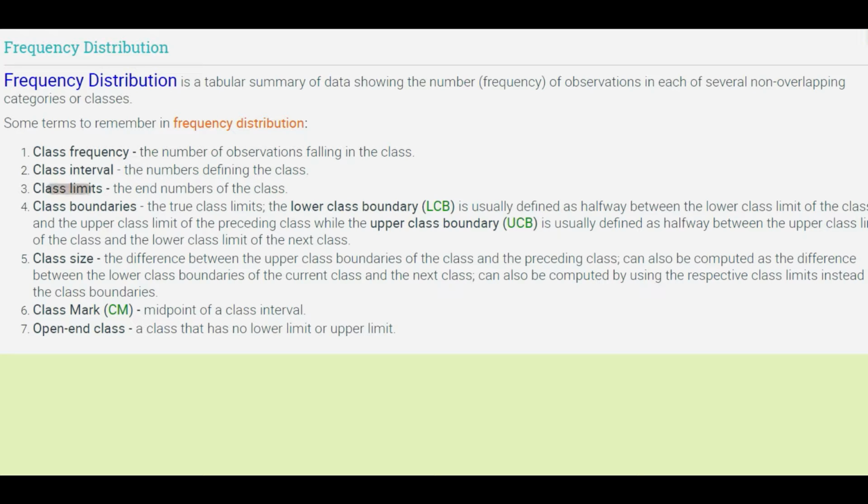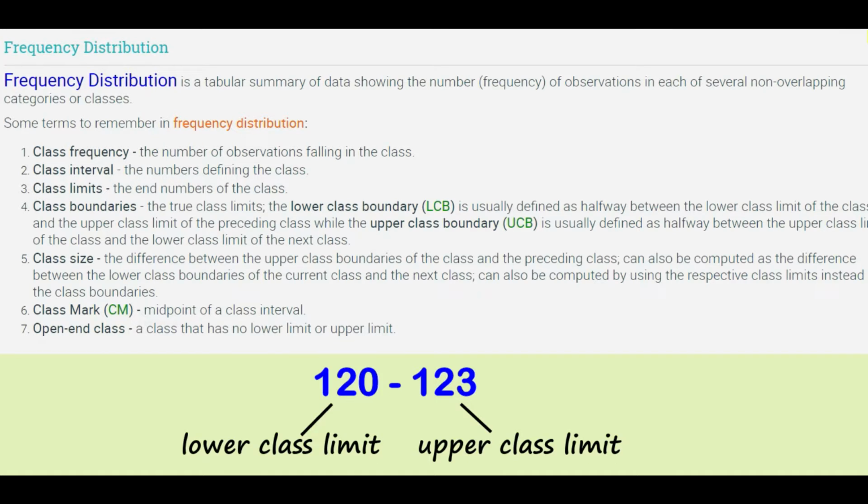Also we have class limits. Take for example this discrete interval. These numbers are the class limits. 120 is the lower class limit and 123 is the upper class limit. Here, the numbers 120, 121, 122 and 123 are possible values that this class can hold.